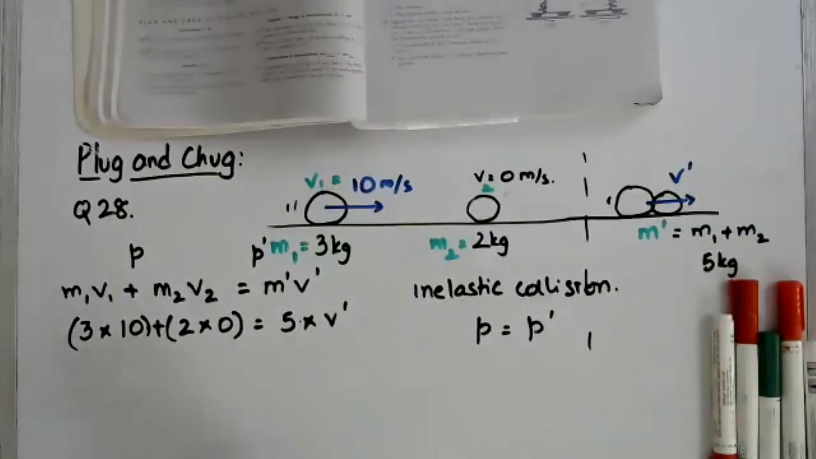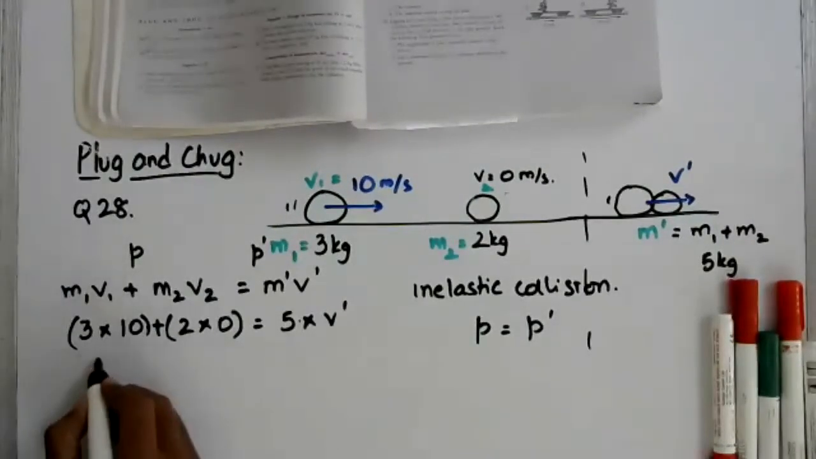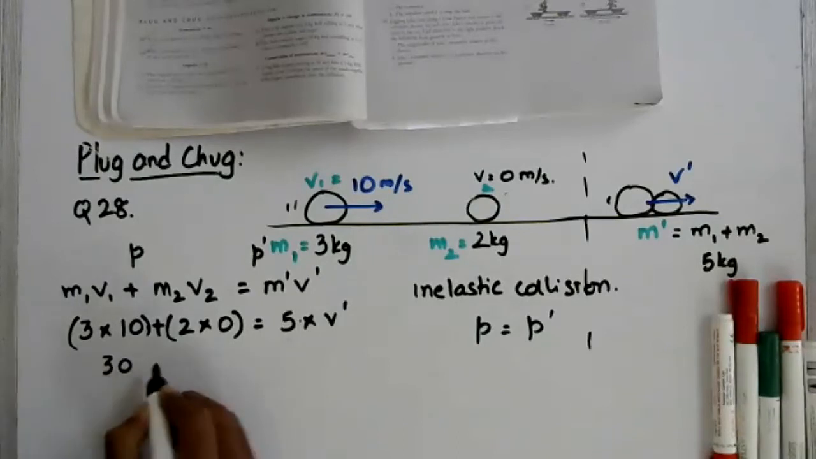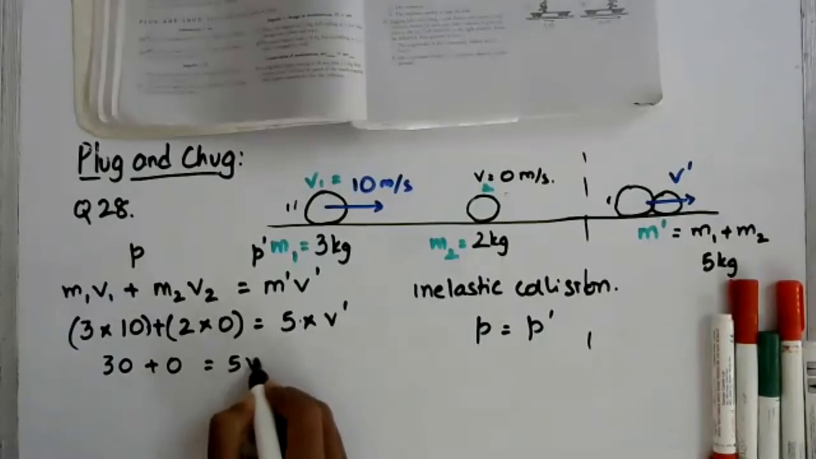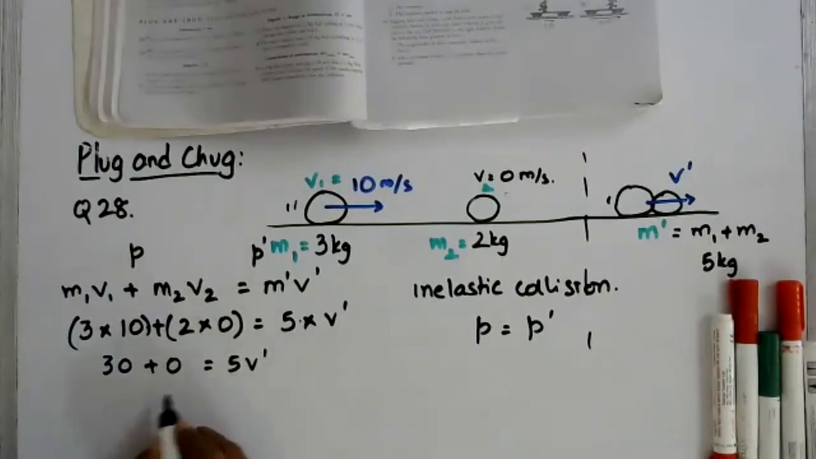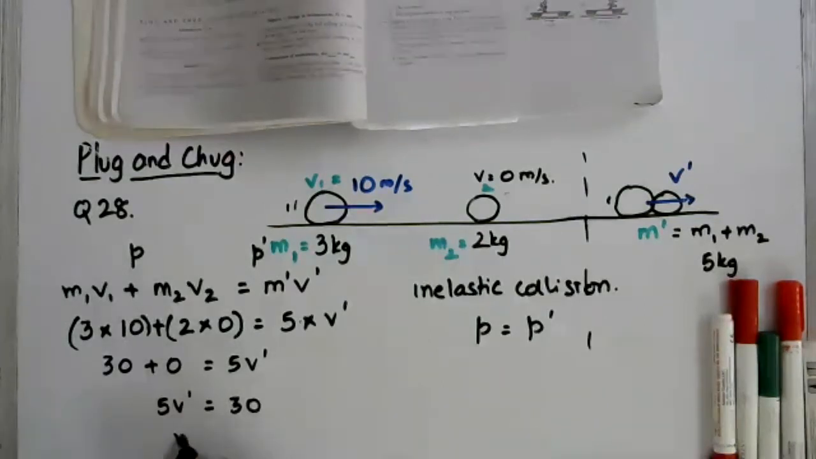So how do you come up with the unit? Okay, I'll tell you about that. So 3 times 10 is 30 plus 2 times 0 will be 0 equals 5 V prime. So I'll exchange the LHS and the RHS over here. I'll say 5 V prime is equal to 30. So V prime is equal to 30 by 5, that is equal to 6.